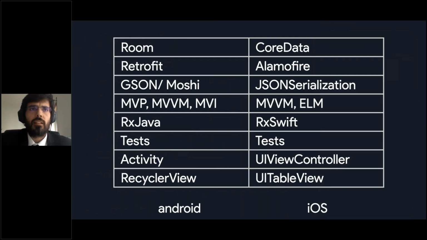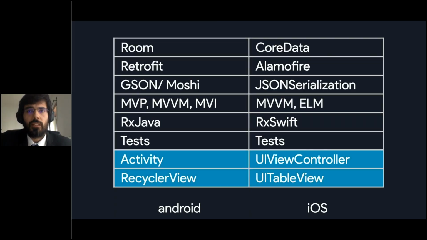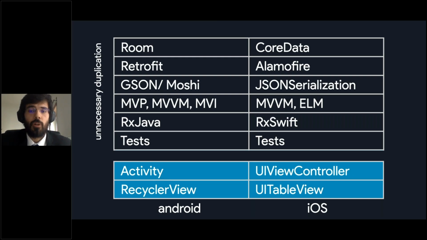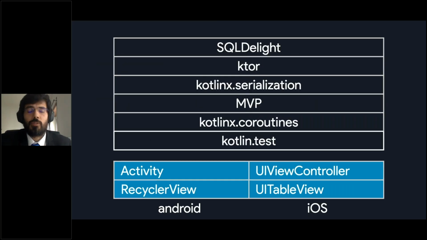So typically, these are the libraries that you're going to use if you're doing everything native. On Android you use Room for the database, and on iOS you use Core Data; Retrofit, Alamofire, Gson and JSON serialization; RxJava, RxSwift. And the big difference here is that you're going to use activities on Android and UITableView and UIViewController in the case of iOS. So there is an unnecessary duplication of code. All your business logic could be done just once and imported for both platforms. So instead of using Room and Core Data, you could use SQLite, Ktor, Kotlin serialization, coroutines, and tests.